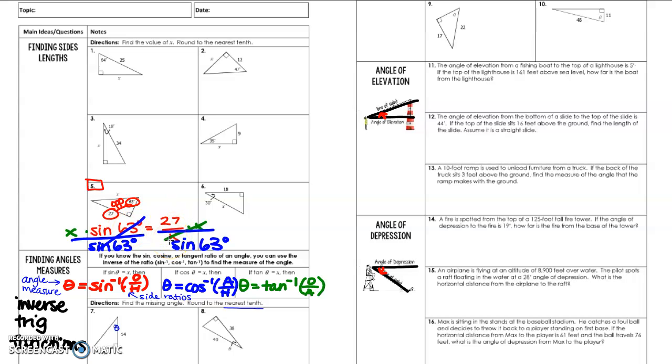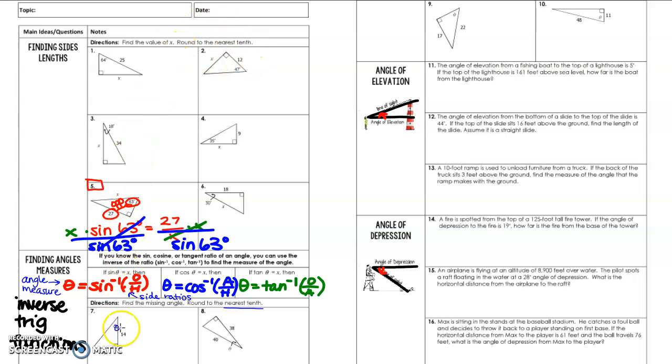Okay, so then what I would want to do is solve for x. First thing, multiply both sides by x. That gets x out of the denominator. Then I'm going to divide both sides by sine of 63. So it's kind of hard to see, but it says x equals 27 over sine of 63. Okay, for this it does say round to the nearest tenth.